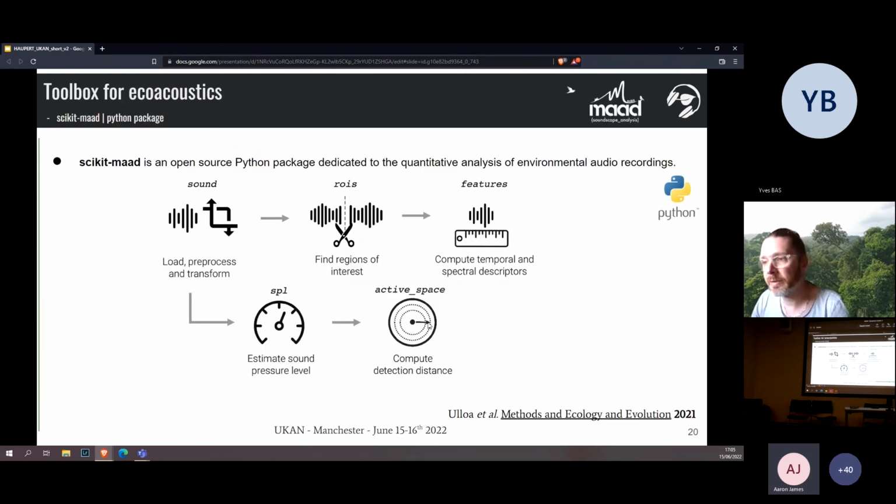So now just a few words about a new tool. I would like to introduce the Scikit-MAD tools, which is a new toolbox for ecoacoustics that integrates the detection distance. With Juan Ulloa, we developed this package. It's a Python package. This package was designed to load and process digital audio, to segment and find regions of interest, compute temporal and spectral descriptors, and estimate sound pressure level. And now we can also compute the detection distance with this package.